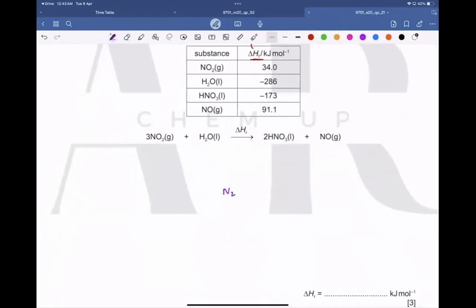So we need nitrogen, we need hydrogen, we need oxygen. These three, right? So nitrogen and oxygen react with each other to form nitrogen dioxide, and hydrogen and oxygen react to form water. So I'll put one arrow to the left showing the formation of 3 moles of nitrogen dioxide and 1 mole of water. Is this understandable? And then make one arrow towards the left showing 2 moles of nitric acid and 1 mole of nitrogen monoxide.